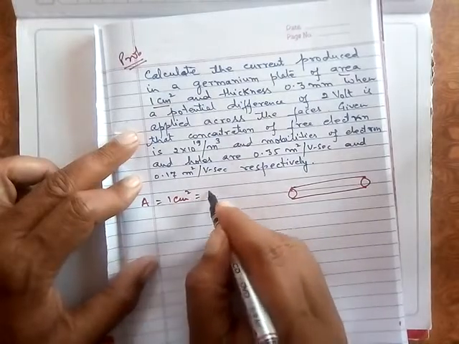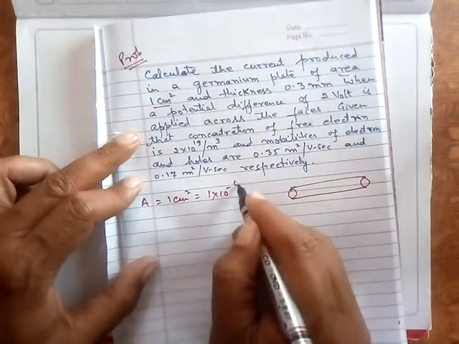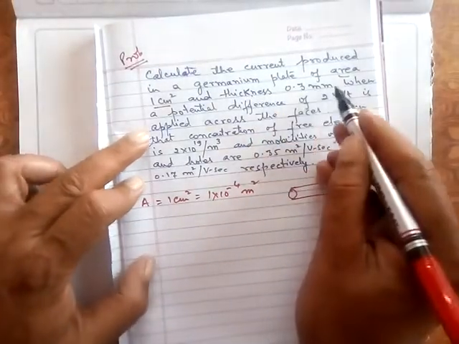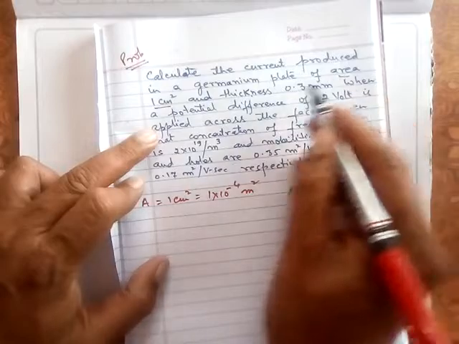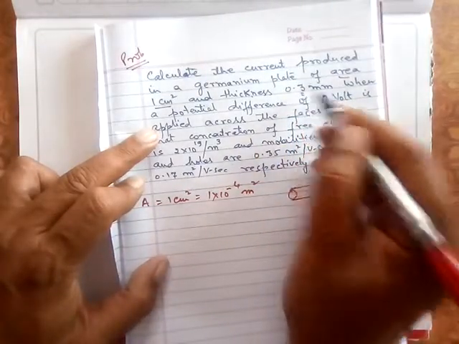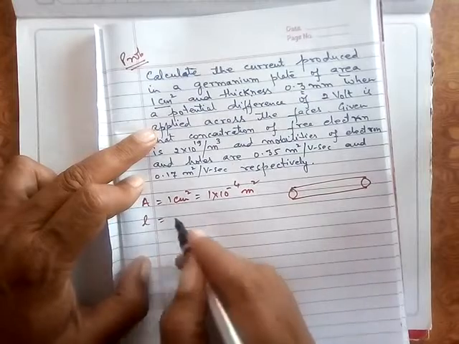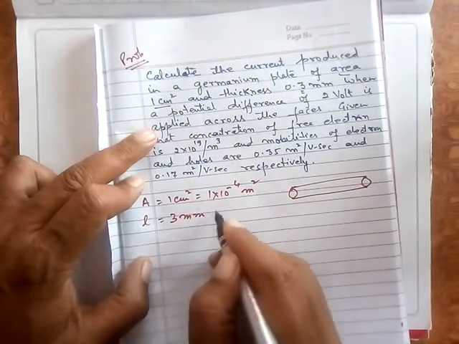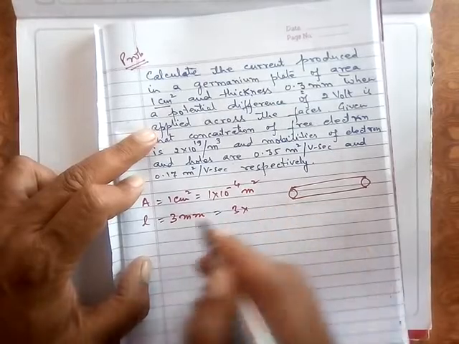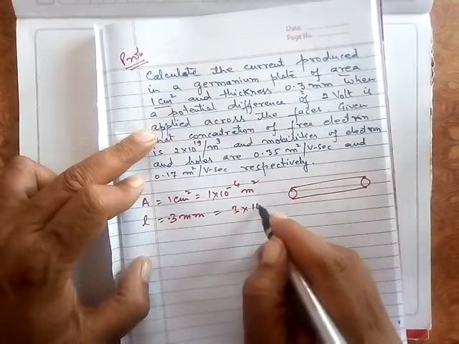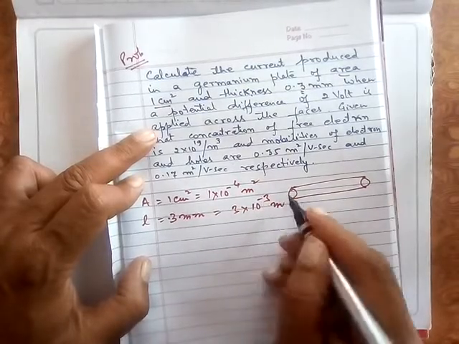I can say it is equal to 1 into 10 to the power minus 4 meter square. And the thickness, that is the length of this, is equal to 3 millimeter. L is 3 millimeter. I can say it is 0.3, not 3, so 0.3 into 10 to the power minus 3 meter.